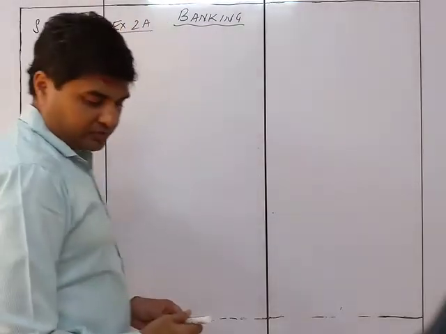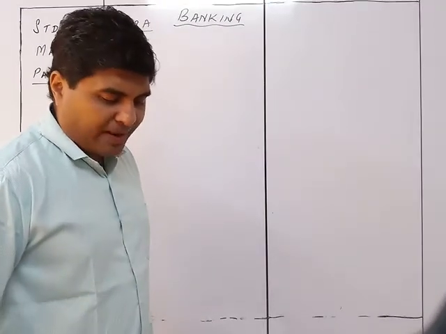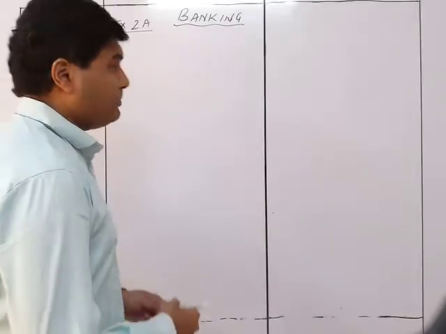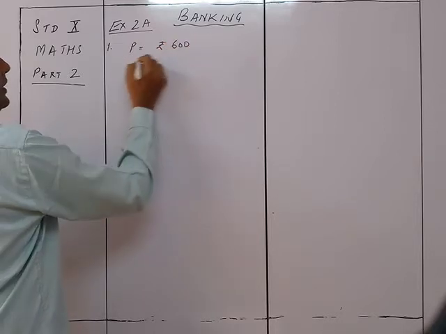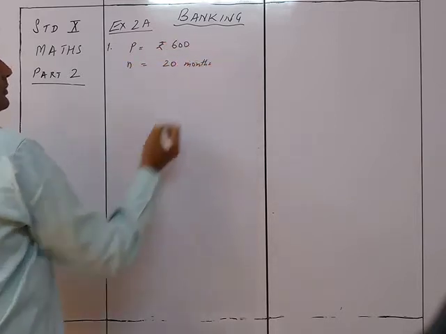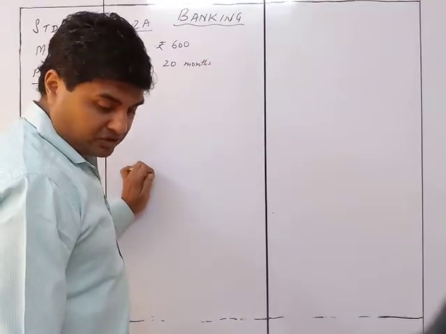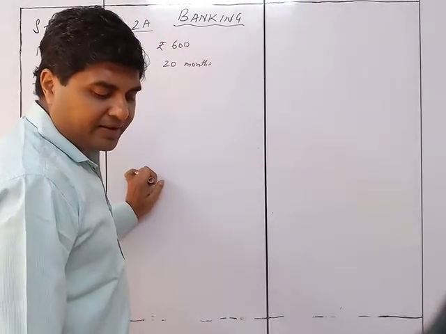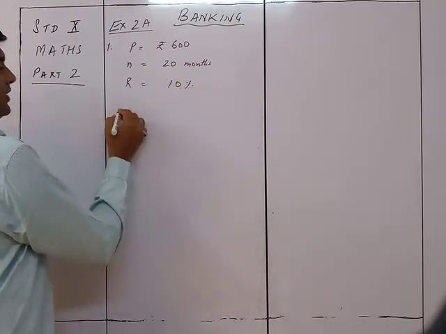First question. Manish opens a recurring deposit account with the Bank of Rajasthan and deposits rupees 600 per month for 20 months. So the principal is equal to rupees 600 and n is 20 months. As I told you, n will always be in months, so we keep it as 20 months only. Calculate the maturity value if the bank pays an interest of 10% per annum. So R is equal to 10% per annum.